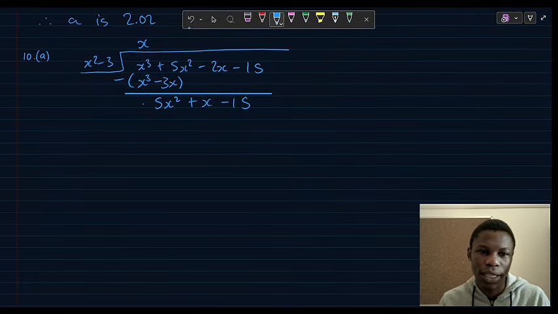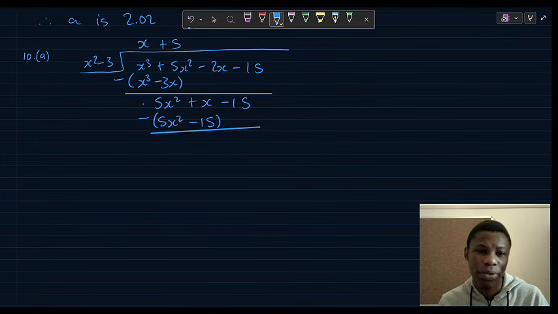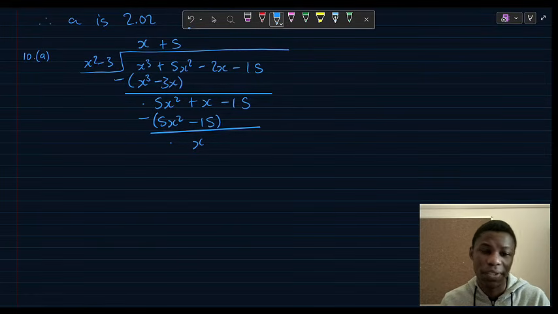And then divide 5x squared by x squared, you get a 5. So 5 times x squared, that's 5x squared. 5 times negative 3, that's negative 15. And if we simplify this, that's 5x squared minus 5x squared, which is 0. And then we've got x minus 15 minus minus 15. So that's minus 15 plus 15, which is 0.